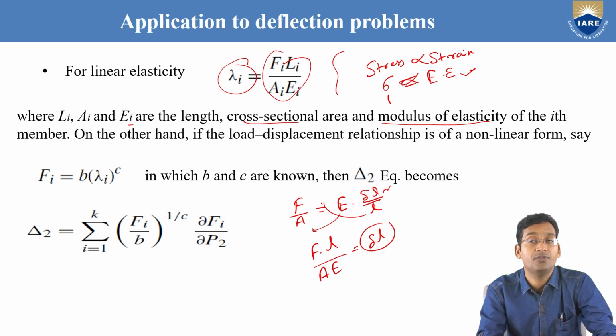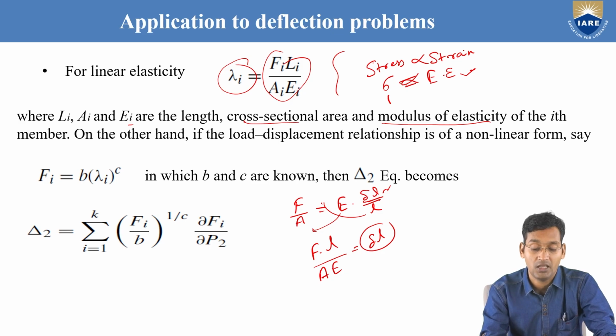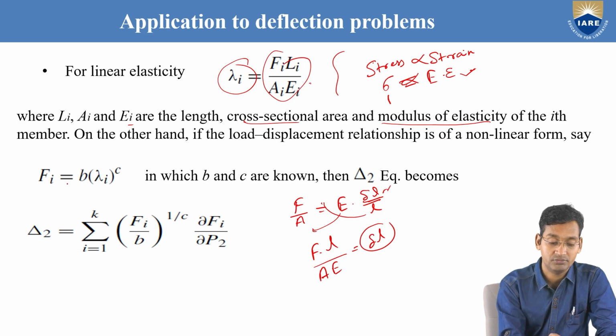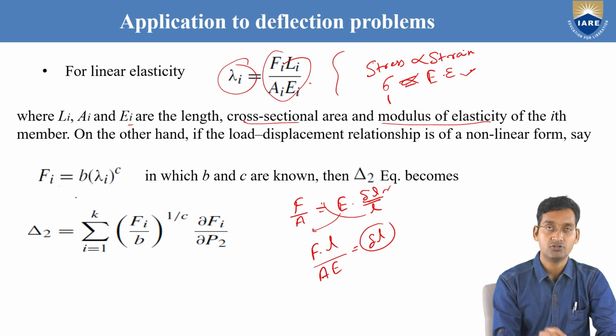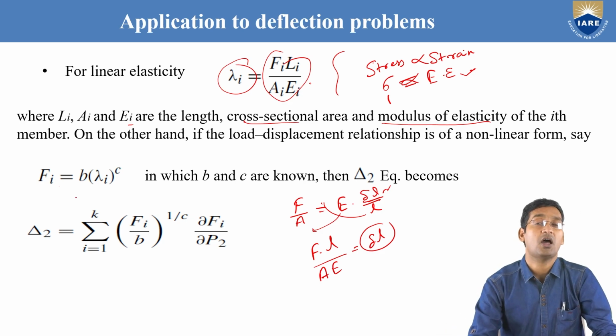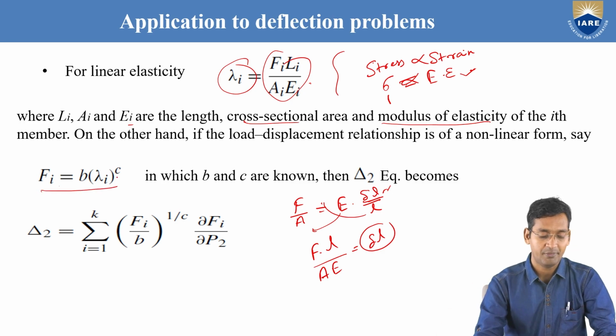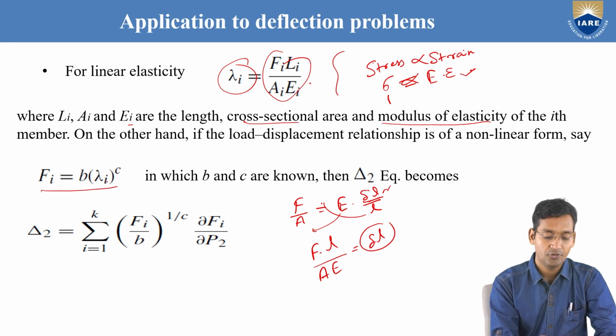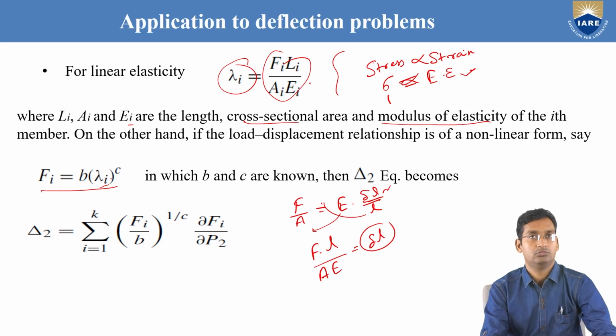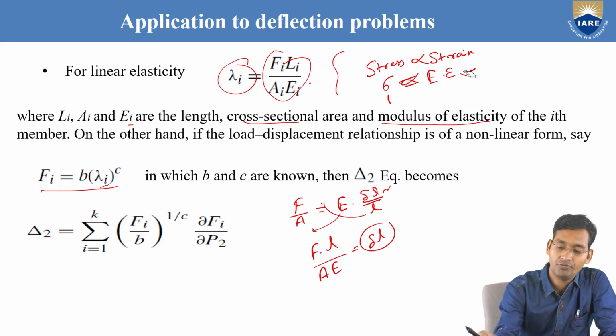On the other hand, if the load displacement relationship is of a non-linear form, say Fi, that is for linear. If non-linear, then Fi equals what? B into lambda i power C. So here the force will be lambda i power C. Now from here we have to find the lambda i value. So how will we find the lambda i value?